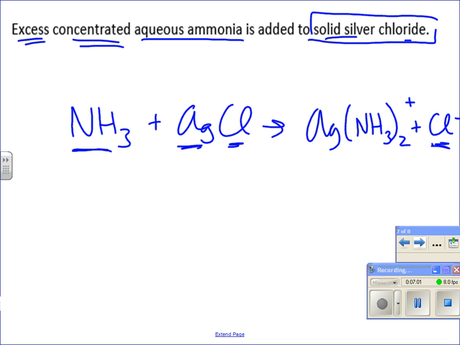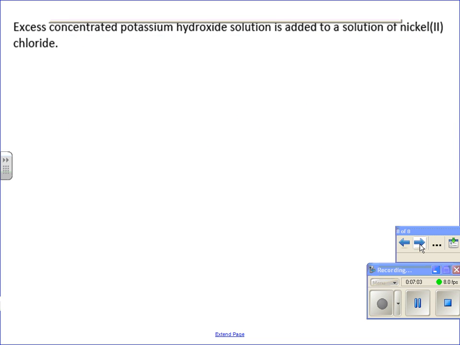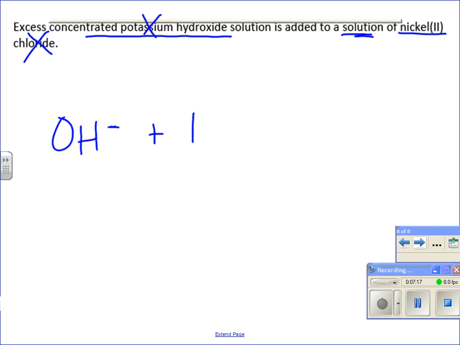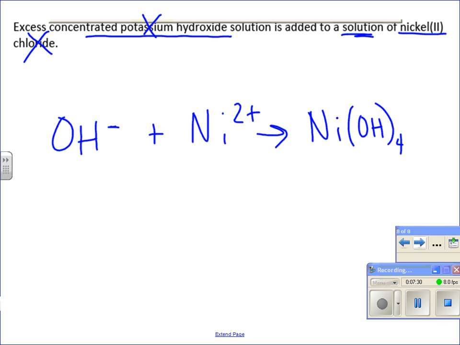All right. Next one. Excess concentrated potassium hydroxide. That means hydroxide is going to do the surrounding, plus a solution of nickel 2 chloride. Cancel the chloride because it's a solution. So I'm going to show nickel 2 plus. What's nickel 2 plus doubled? Well, 2 doubled is going to be 4. So I'm going to write Ni parentheses OH parentheses 4. The overall charge is going to be 2 negative.